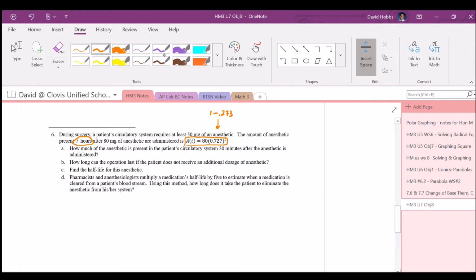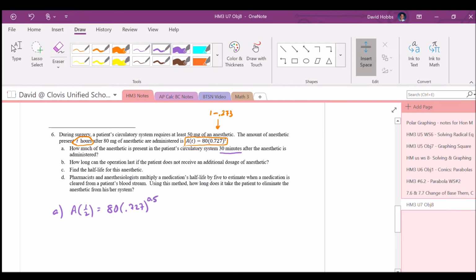So this is part A. Well, 30 minutes, and T is in hours. So we're going to be doing A of 1/2 or A of 0.5 because T is in hours and they want 30 minutes. 30 minutes is half of an hour. So 80 times 0.727, and now T is 30 minutes, so to the 1/2 or 0.5.